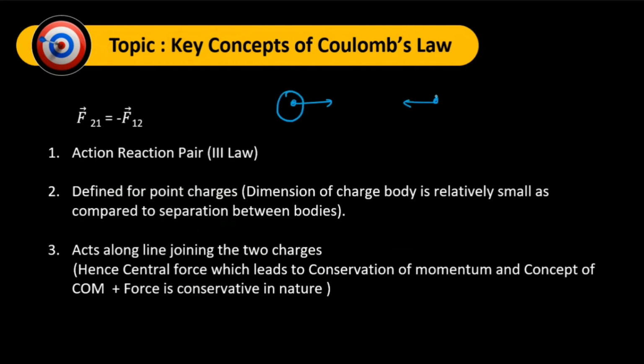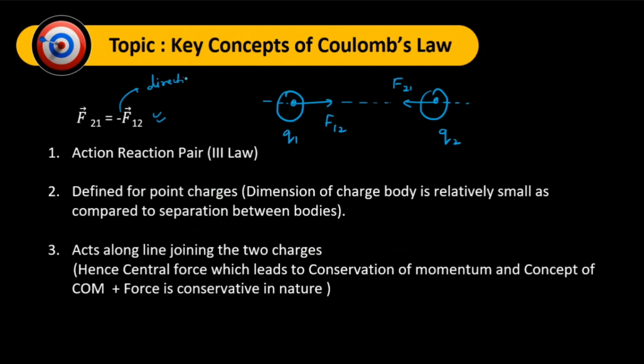Like if this is one object and this is another object, having charge Q1 and charge Q2, whatever force is acting between them, or whatever force each object is experiencing, magnitude wise these forces will be equal. As we know, it is a vector quantity, so these forces must have some direction. They always act in opposite directions, so F21 must be equal to negative of F12, where the negative sign represents the direction.